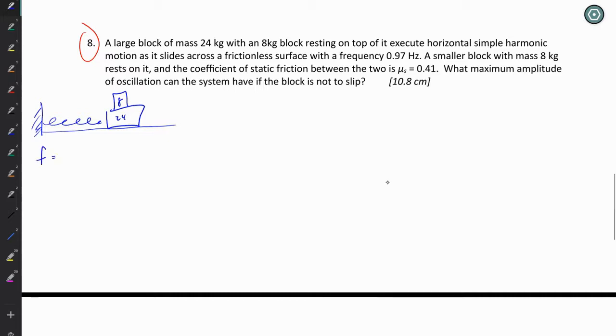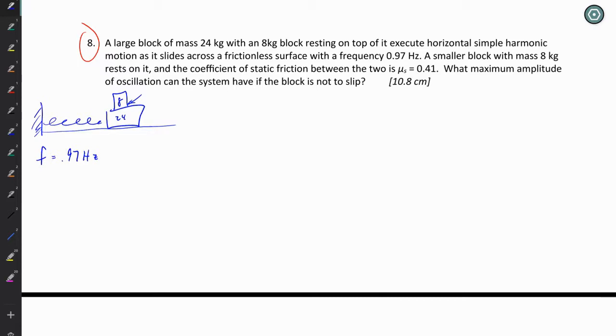So we've got a frequency of 0.97 hertz. We've got a total mass of 32 kilograms. And we know something about the friction. The coefficient of static friction between the two, that's in between there, is 0.41. So what maximum amplitude of oscillation can the system have if the block is not to slip?